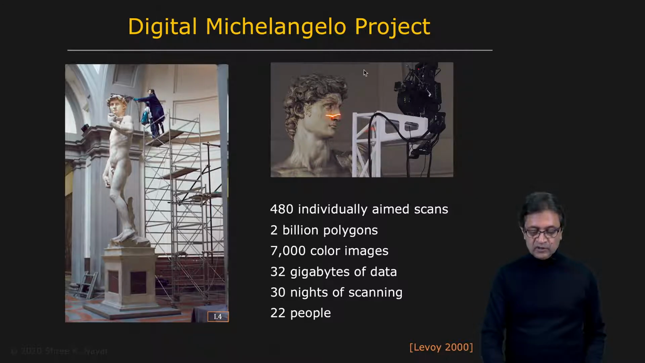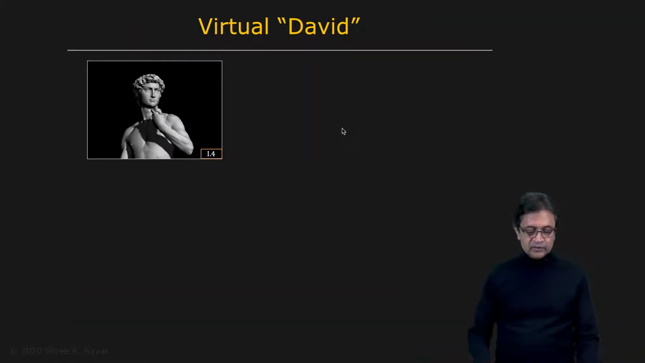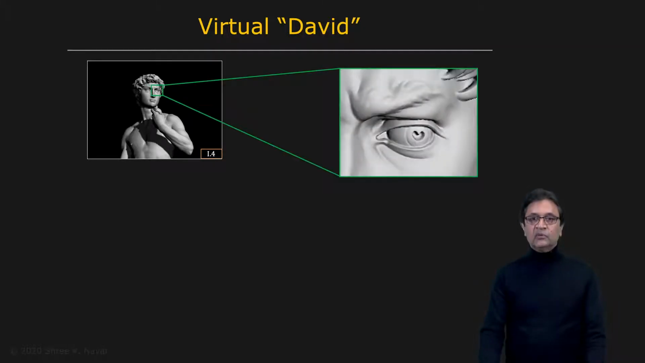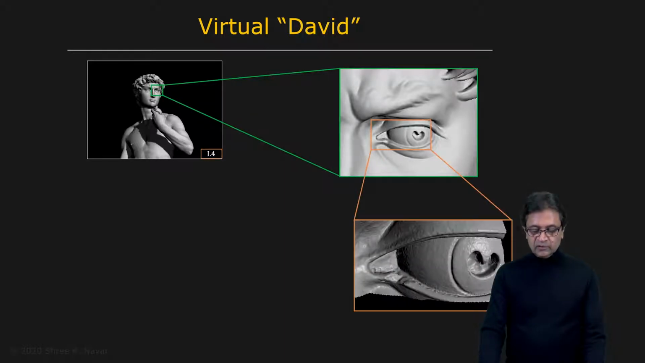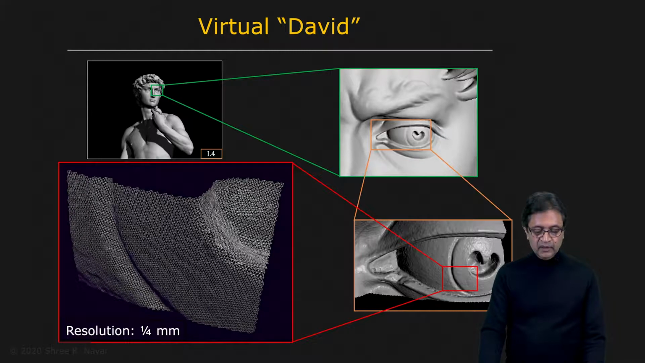So here you see structured light being applied to David's face, and you can get models that look like this, very precise models. This is what we'll call virtual David. If you look closer, you see the quality of data that you end up getting, even closer and even closer. And the depth in this case was calculated with an accuracy of a quarter of a millimeter, very precise.